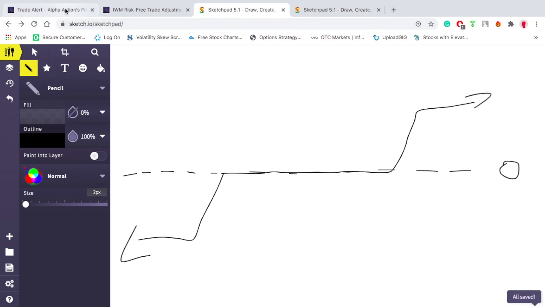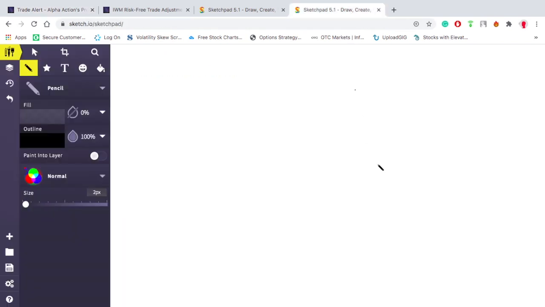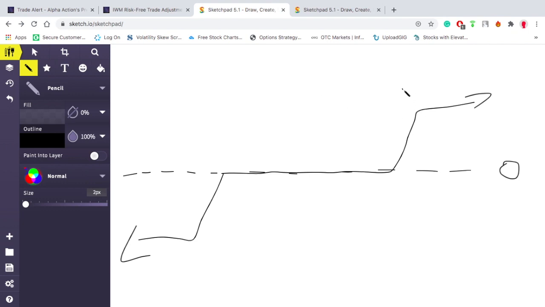And if we go back and actually look at the strikes: 130, 136, 148, 154. So basically, if the price goes below 136, I start losing money until it gets to 130, where my losses stop. And then I start making money if it goes above 148, but if it goes above 154, my gains stop. And so it's limited risk, limited reward.